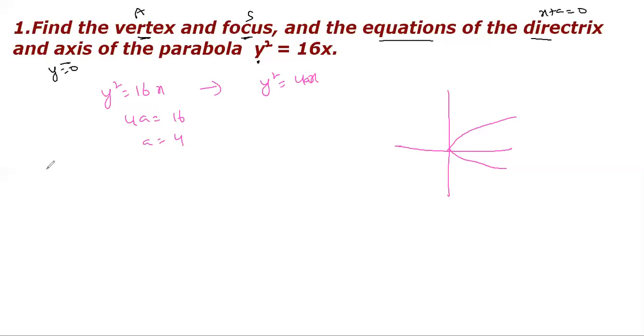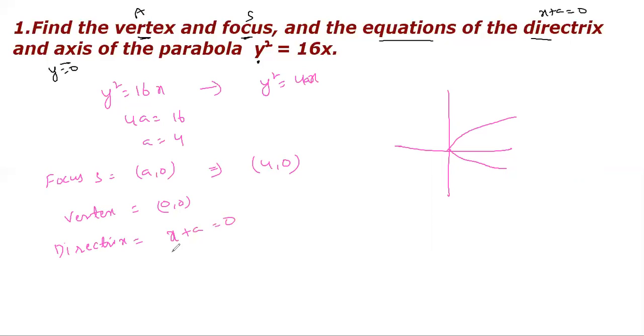Okay, now focus. Focus S equals (a, 0). So we get here (4, 0) is the focus. And next, vertex. Vertex is (0, 0). Next, directrix. Directrix equals x plus a equals 0. So x plus a, we got a as 4, so x plus 4 equals 0.